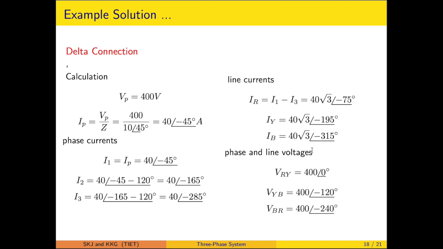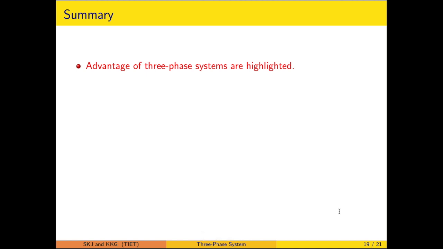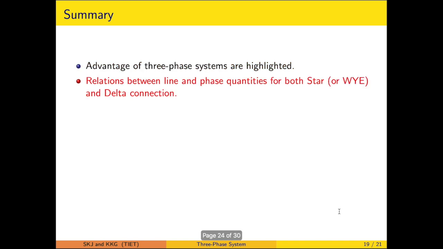Line and phase voltages are same for the delta connection, so they are written simply the 400 is taken as a reference, 0 degree, minus 120, minus 240, likewise you can assign. Now in this what we have gone through, the advantages of three-phase system over the single phase have been highlighted. Relation of the line and the phase quantities for both star and the delta connection has been highlighted.